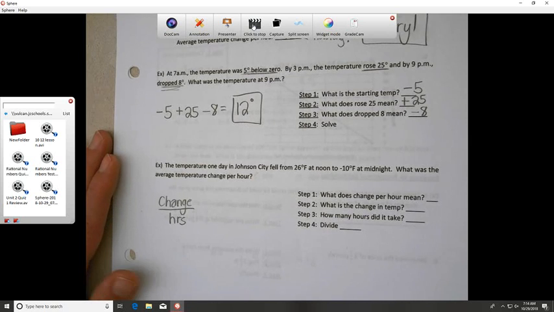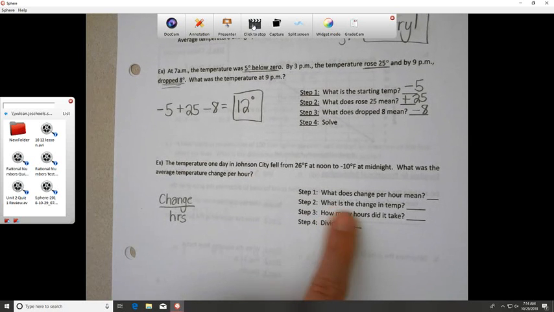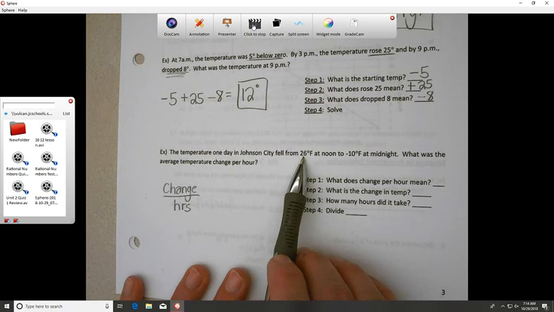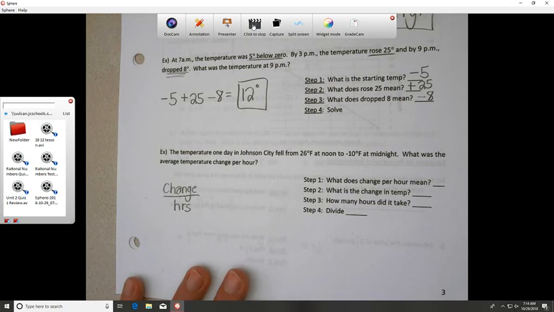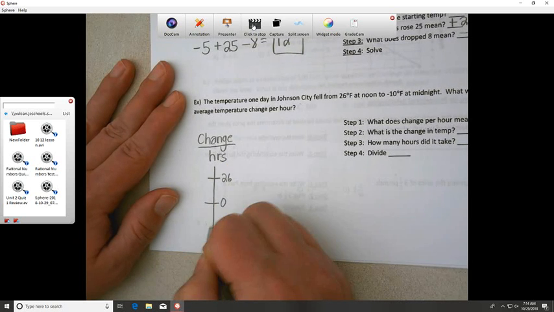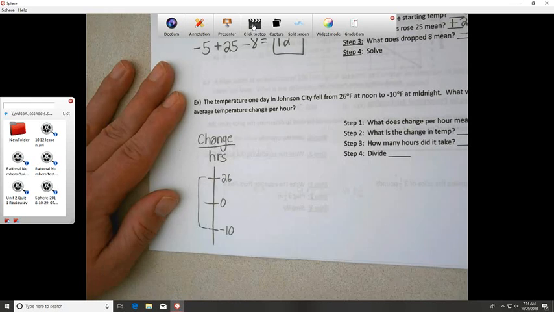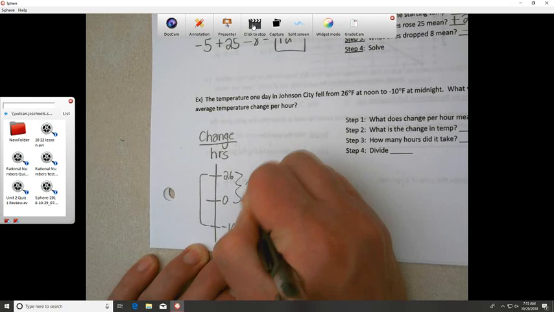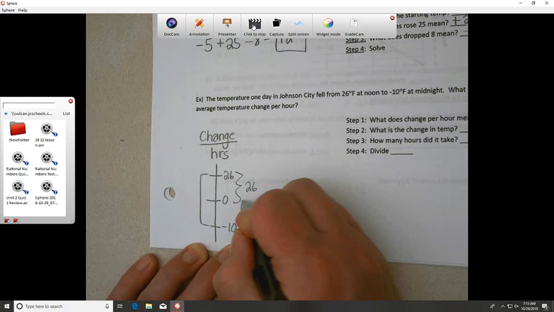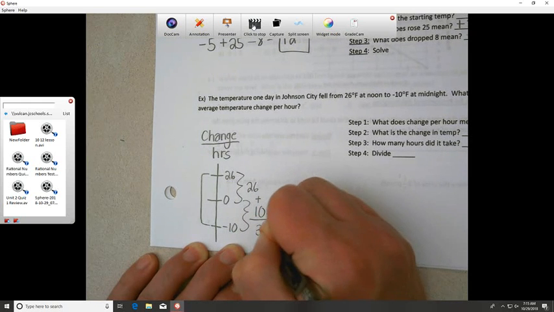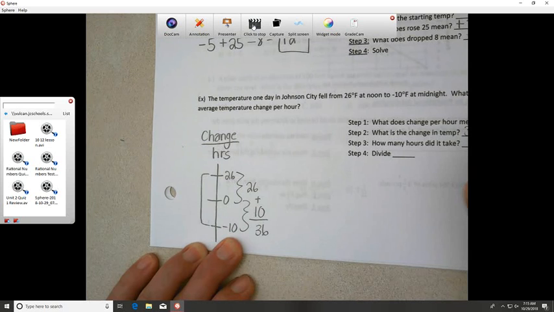What we need to figure out first is how much the temperature changed. It went from 26 degrees at noon to negative 10 degrees at midnight. You can kind of use that line model again. If we have 0 here, it started at positive 26, and it went to negative 10. We want to know how much of a difference that is. From 0 to 26, that's 26, and from 0 to 10 below is a change of 10. If I add those together, my temperature change is 36 degrees. Now I need to divide that by the number of hours, because we want change per hour.